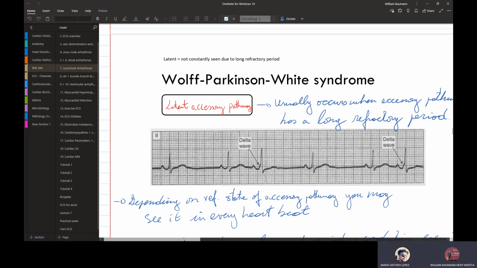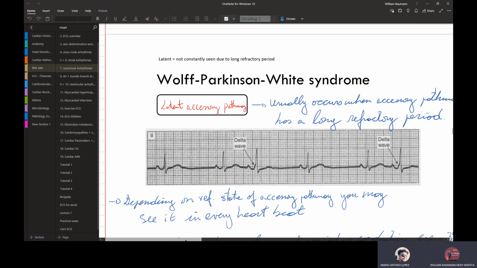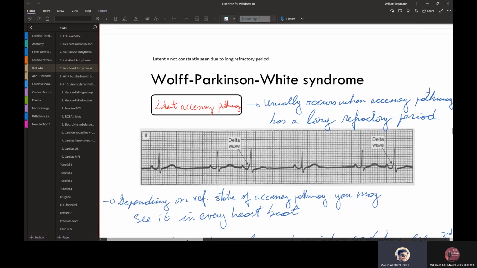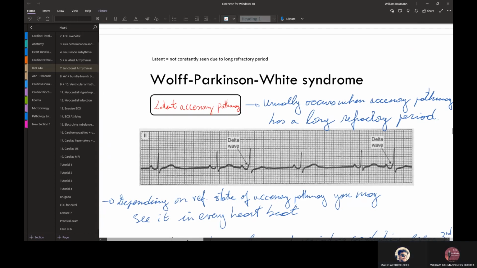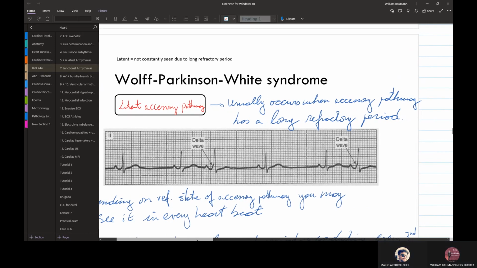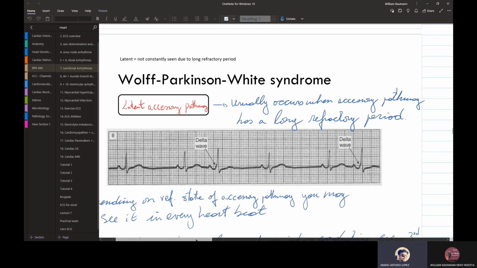Oh, so it's not going to happen at every beat? No. It's not going to happen at every beat. Okay. But you could see it at every beat according to your notes. You could have it, but look what it says here.